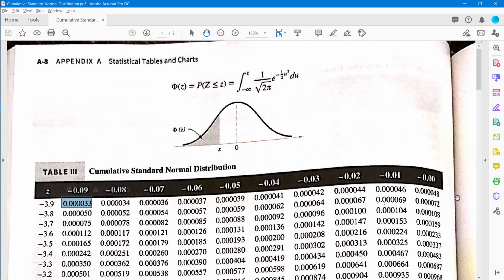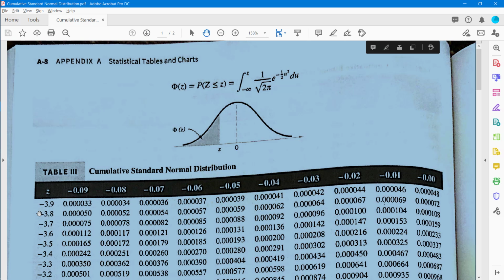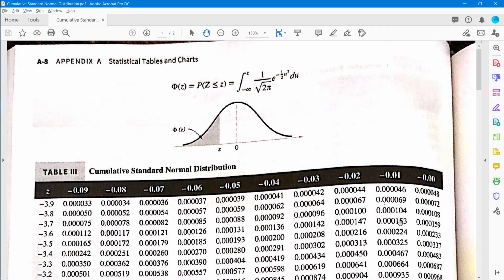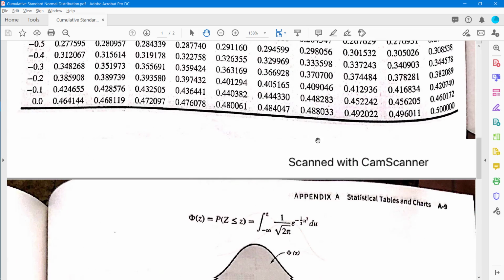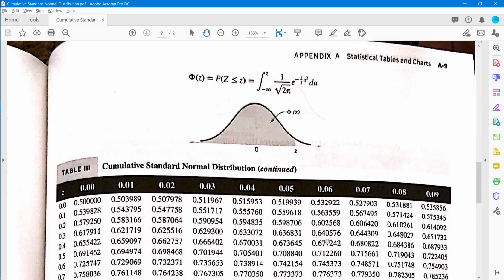Similarly, if we want minus 3.9, we go all the way across to the last column, which has 0.00 as the second significant digit, and we see that the area under the curve for that value is 0.000048. This is the first page, with negative values. This is the second page, which has the positive values.